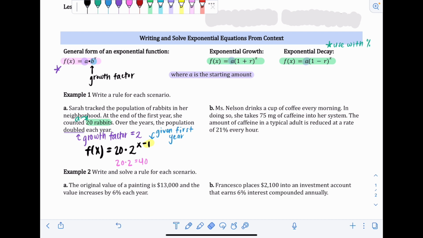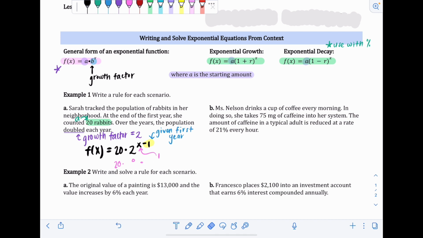Okay, so now I'm going to check it one more time as if I were to put in 1 for the first year. So if I put in 1 there for the first year, it would be 20 times 2, and then raised to the 1 minus 1, so that'd be 0. Well, 20 times 2 to the 0 power is 1. 20 times 1 is 20, so that matches up with what we were given in the problem. So it's always good to double check and make sure that your actual function matches up with the values that you have.